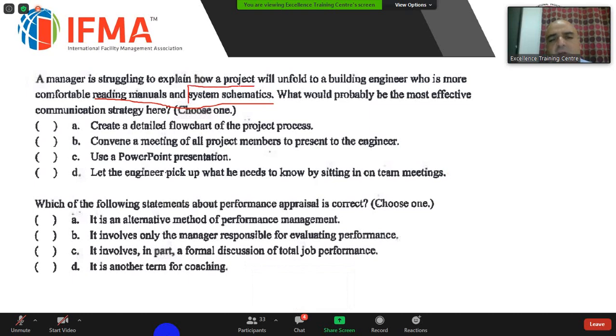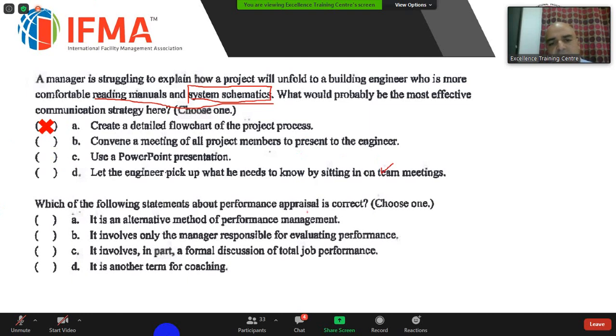If you remember the communication module, we talked about visual learning. Some people are visual, some people are auditory, and some people are kinesthetic. So this is a person who likes to learn visually, and that's why the flow chart. The team meetings are about kinesthetic or auditory learning, someone hearing it from others.